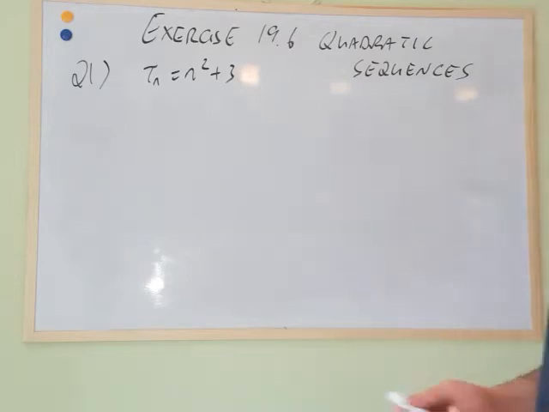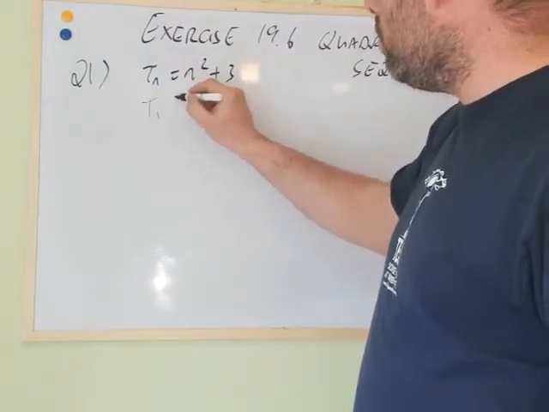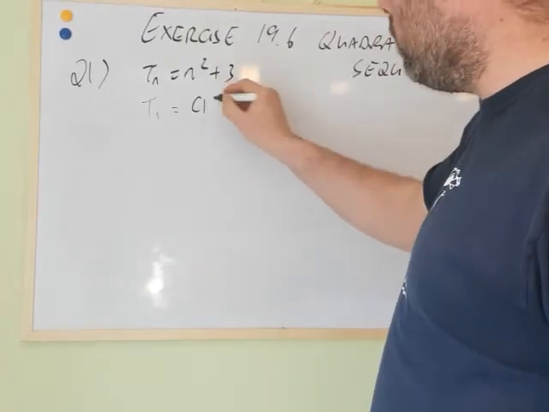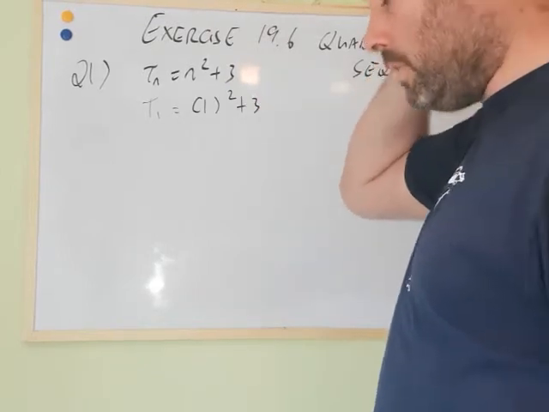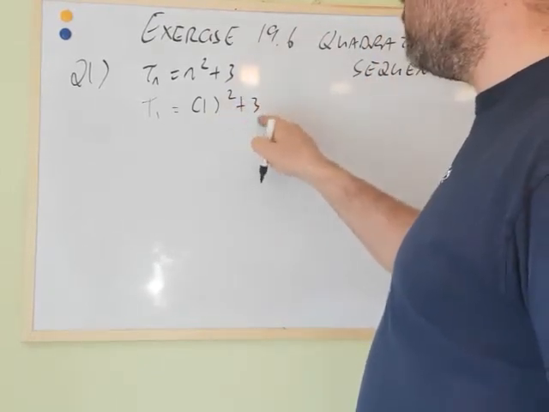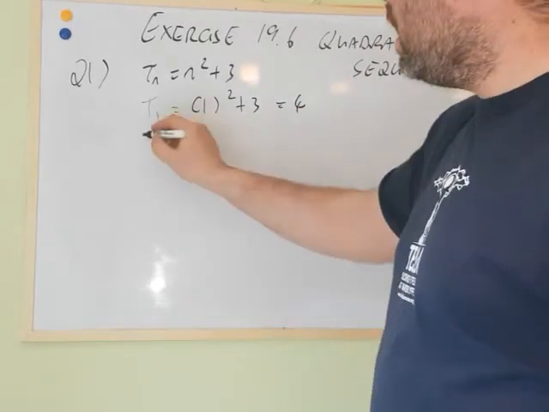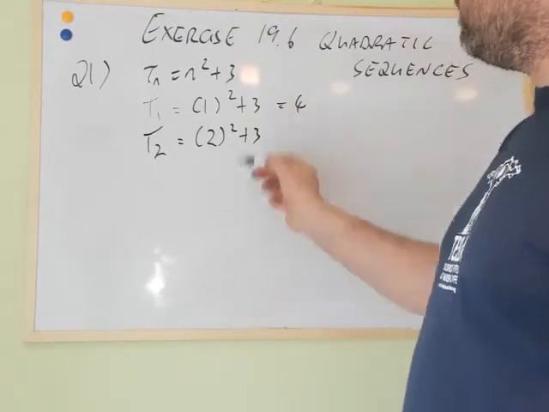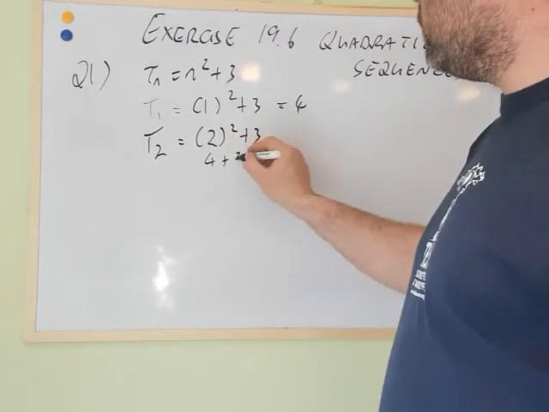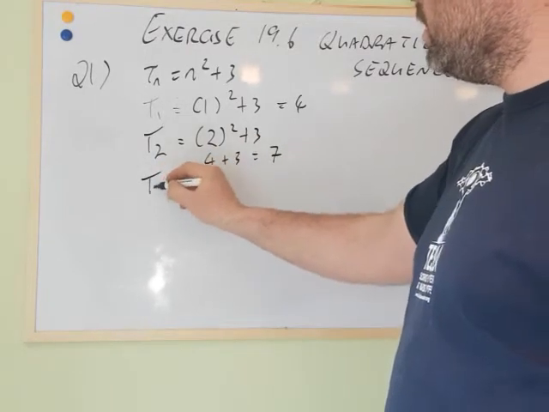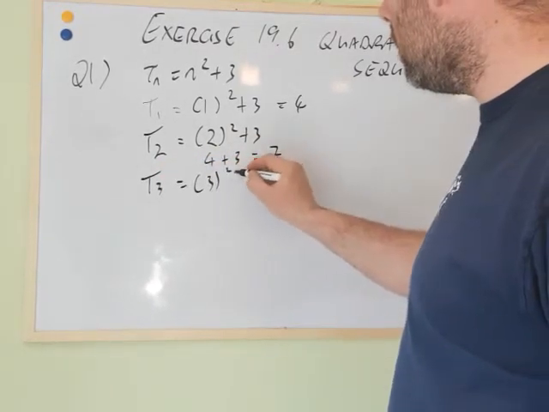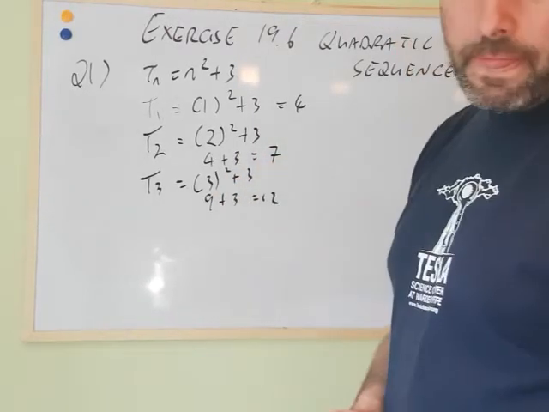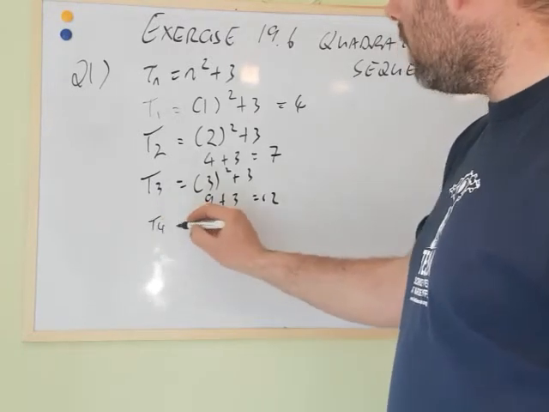And I'm asked to find the first 5 terms. So all I do is sub in. First term, I sub in 1 for n. 1 because it's the first term. 1 squared is 1 plus 3 is equal to 4. Second term, sub in 2 for the second term. 2 squared is 4 plus 3 is equal to 7. T3. 3 squared is 9 plus 3 is equal to 12. Okay? T4.